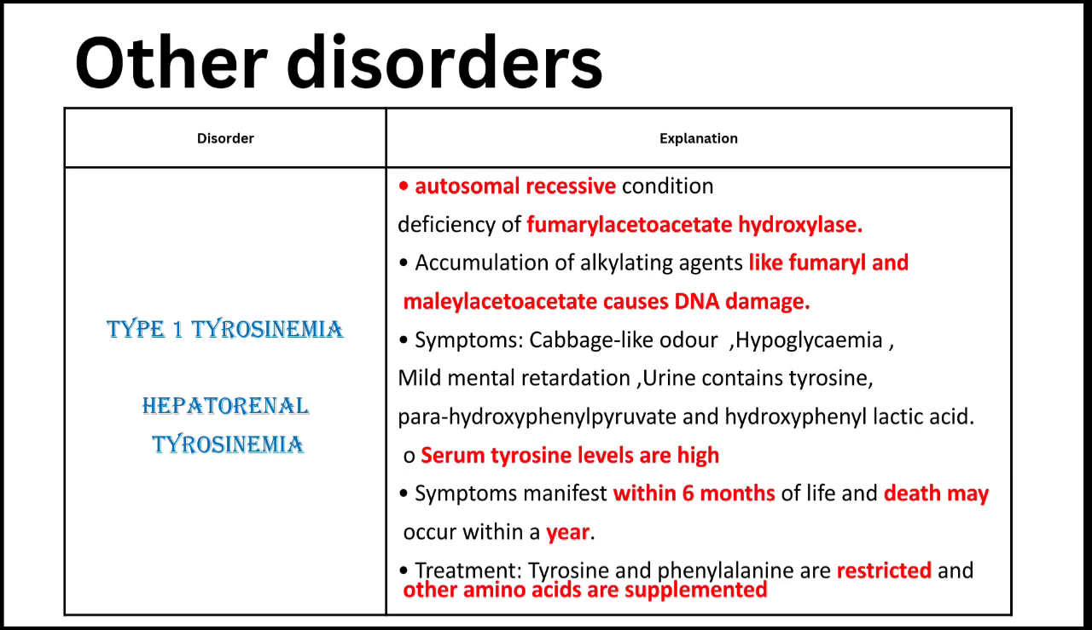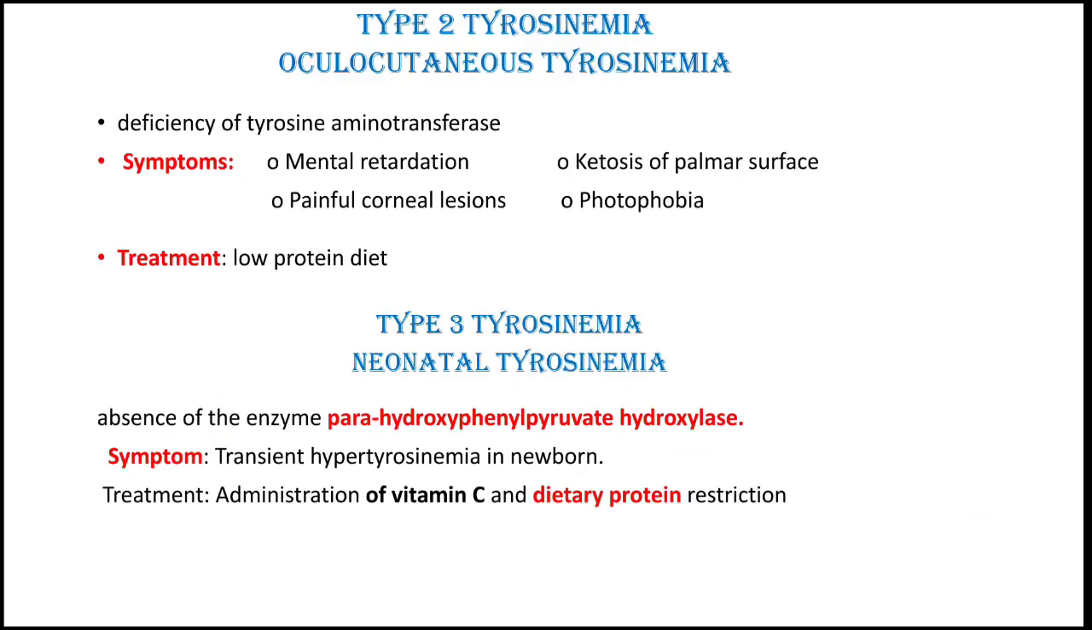and causing DNA damage. The symptoms will be like cabbage-like odor, hypoglycemia, urine containing tyrosine, etc. And treatment is by a protein-restricted diet. Type 2 is oculocutaneous. As the name suggests, there will be painful corneal lesions, keratosis of the palmar surface, etc., and a low protein diet has to be followed. Type 3 is seen in neonates. There is transient hypertyrosinemia, and vitamin C helps in improving the condition.